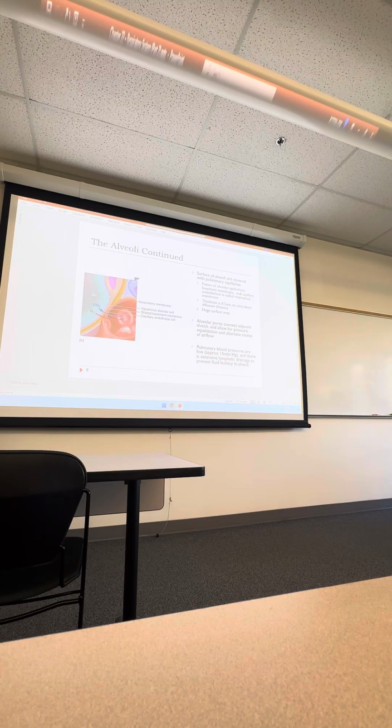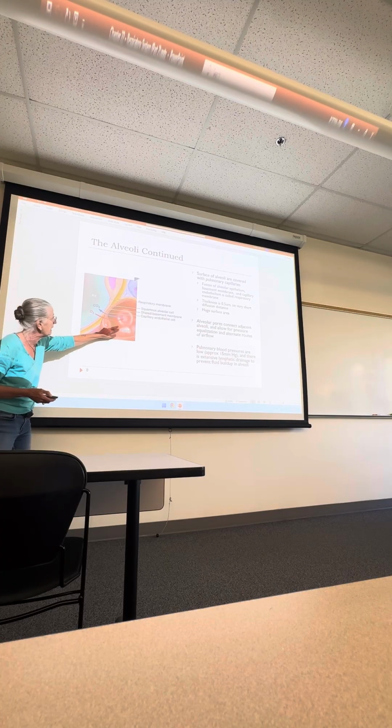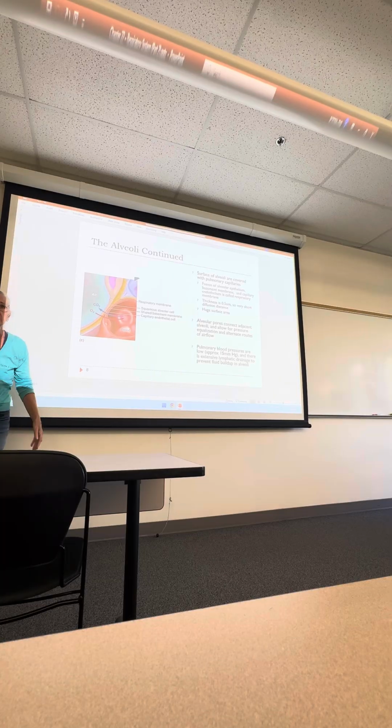So we depend on these alveoli because this is where the action happens. This is where diffusion of our gases occurs. We're going to be moving CO2 from the blood into the alveoli. We're going to be moving oxygen from the alveoli into the blood. And we're doing that on a regular basis. And every time we breathe in and out, we're diffusing gases one direction or the other.